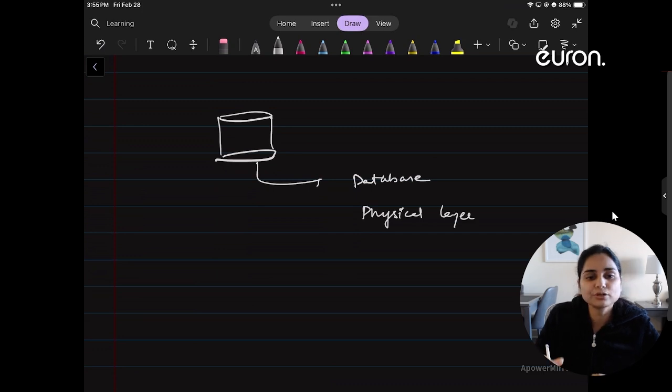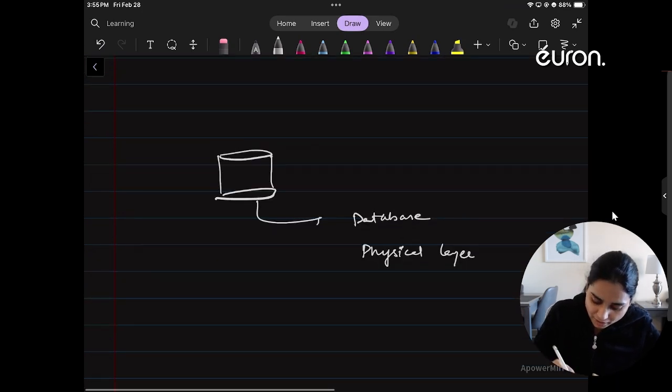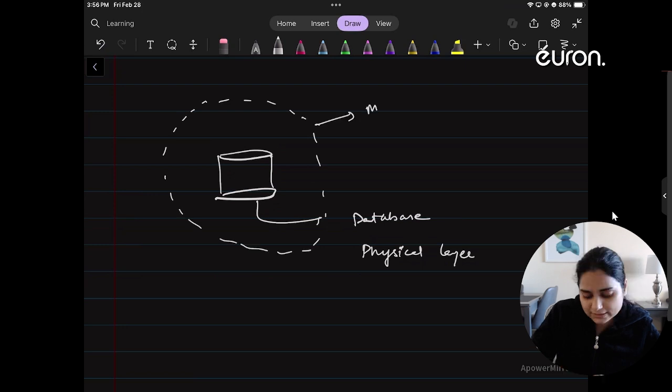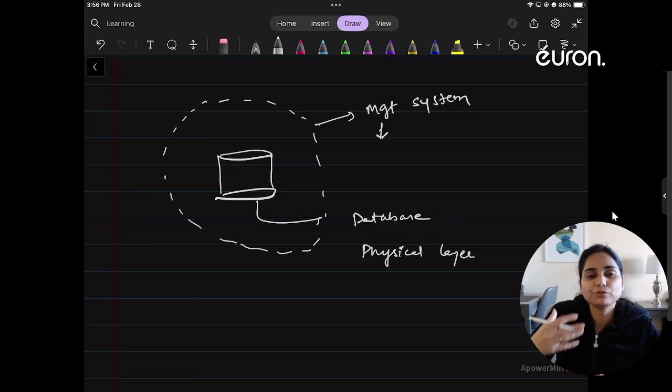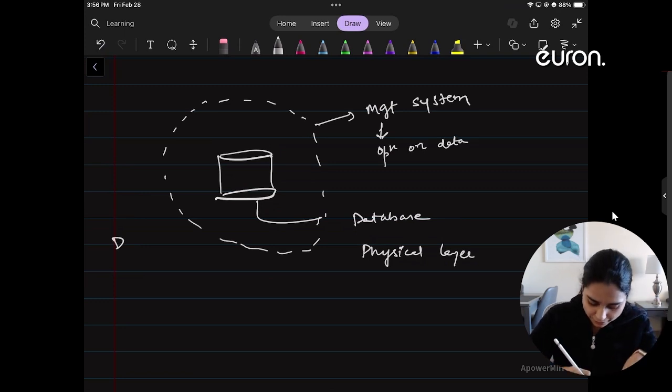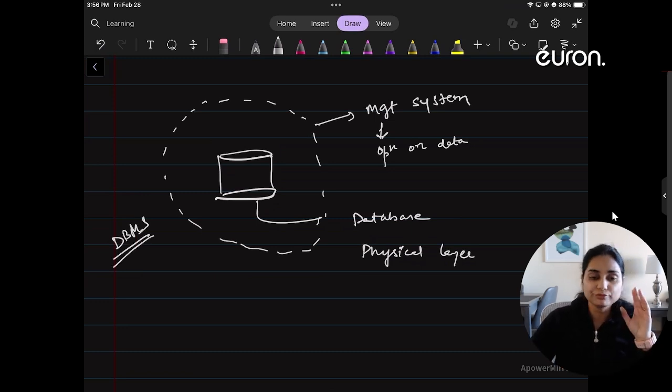This is where you are actually going to store your data. Around this, there is going to be another layer, and this layer we generally call the management system. This can be the place where we are going to be performing all the operations on your data. So that is how you should be visualizing your DBMS: you will have your database, which is surrounded by the management system.